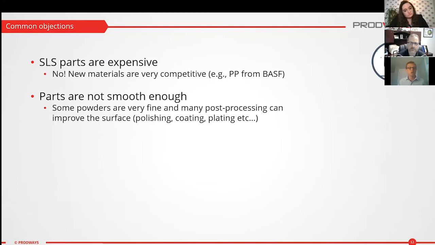Whether it's polishing, coating, plating, there are many ways to also transform the printed part into a final product that you cannot guess it was 3D printed.